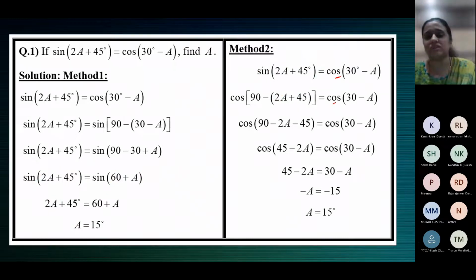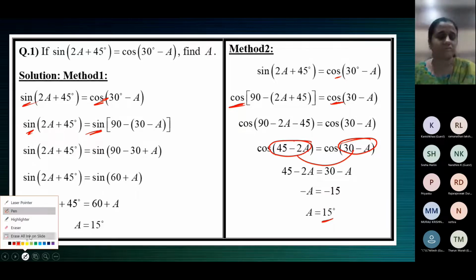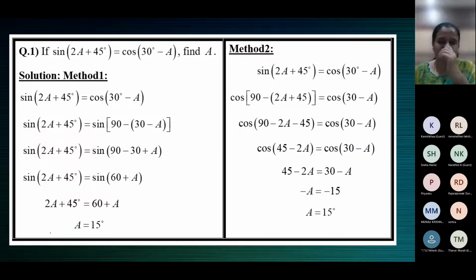Let that be cos itself. So on both the sides, here we have cos. Here on both the sides, after changing, we have sine. First, we had sine and cos. After changing using complementary ratios, on both the sides we have sine here and cos here. So again, on comparing both the sides, because cos of this angle is equal to cos of this angle, we have A is equal to 15 degrees. Very important, very simple, very important.